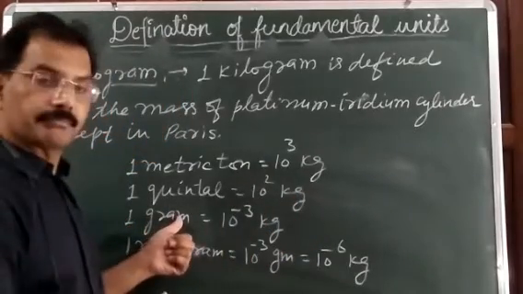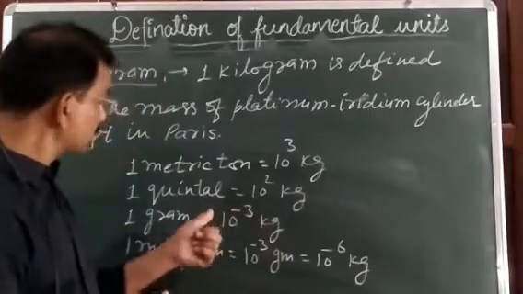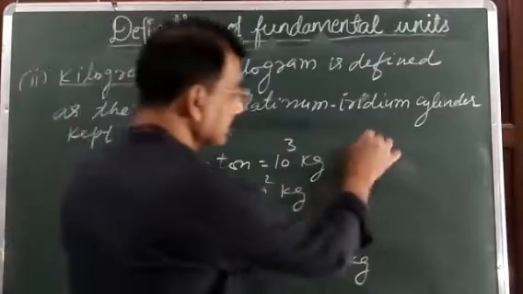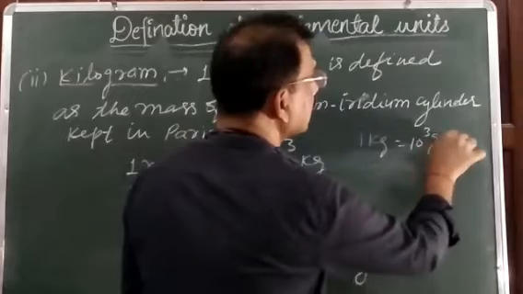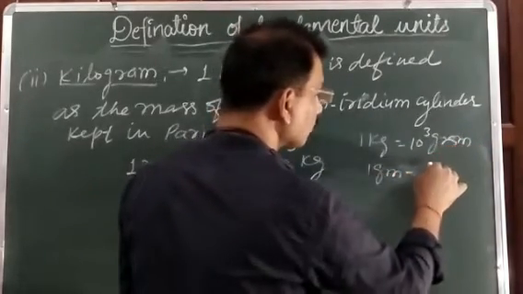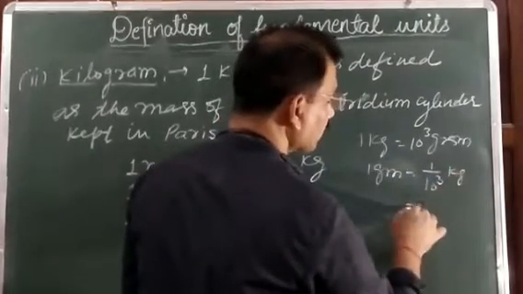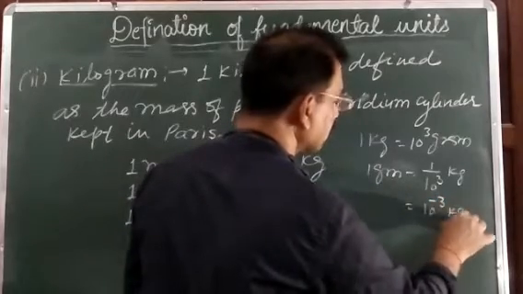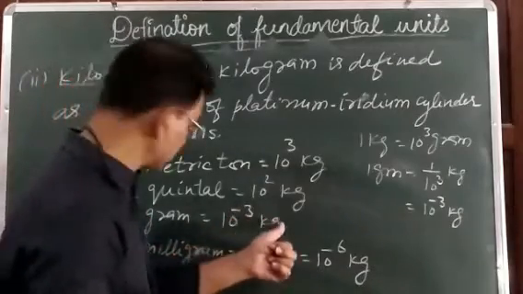1 gram is equal to 10 to the power minus 3 kg. You know, 1 kg is equal to 10 to the power 3 gram. So 1 gram is equal to how many kg? So 1 upon 10 to the power 3 kg. And 1 upon 10 to the power 3, when you take it in the numerator, you write 10 to the power minus 3 kg. So similarly written here, 1 gram is equal to 10 to the power minus 3 kg.